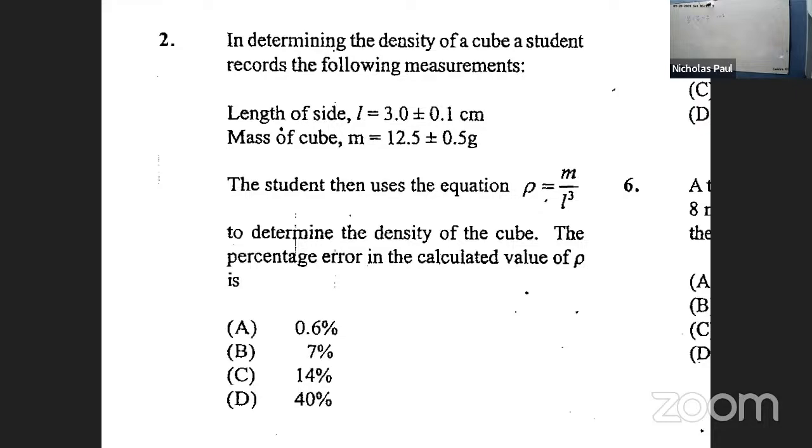Right? Okay. A, B, C, or D. And none of the above. None?